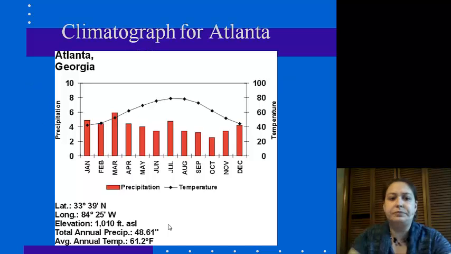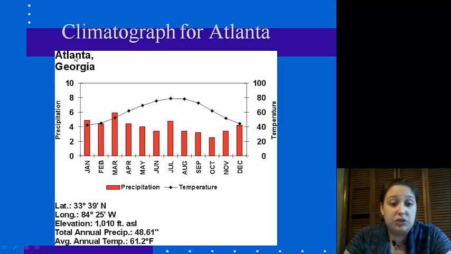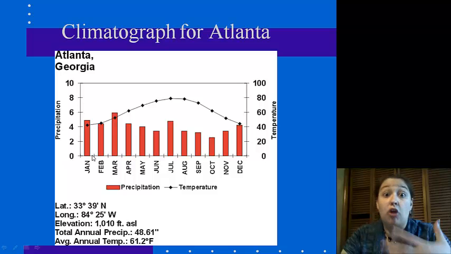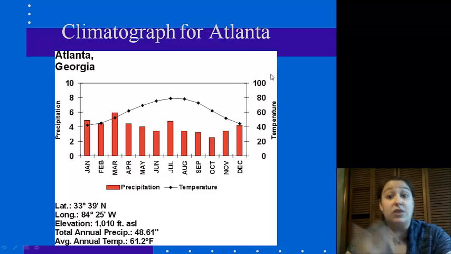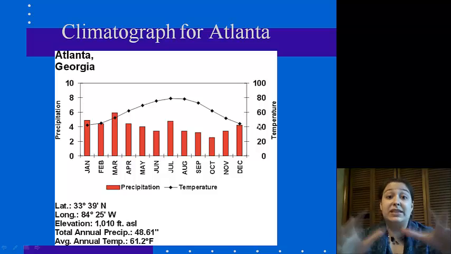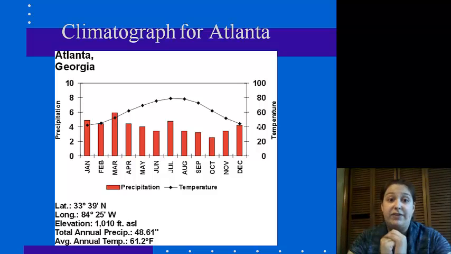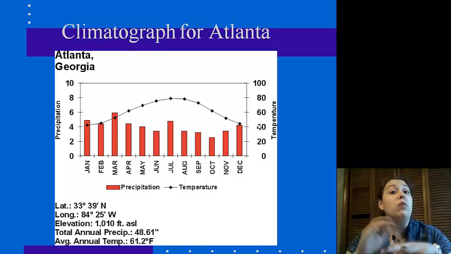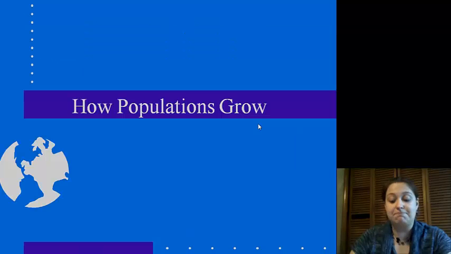Let's take a look. So the climatograph for Atlanta, we're looking at precipitation and temperature. Precipitation will use this left y-axis, and we see that it's done in a bar graph. Over here, we're going to look at temperature using the right y-axis, and we see it as a line graph. This is so that we can see both temperature and precipitation on the same graph. And it's called a climatograph. We will be making these for each of the biomes that we'll be looking at next week.